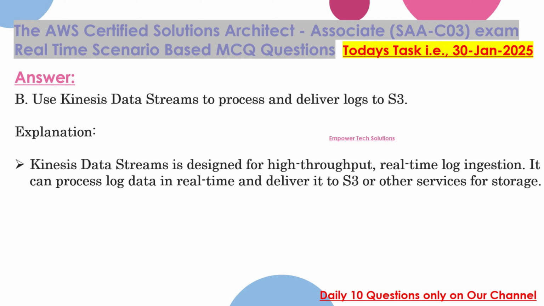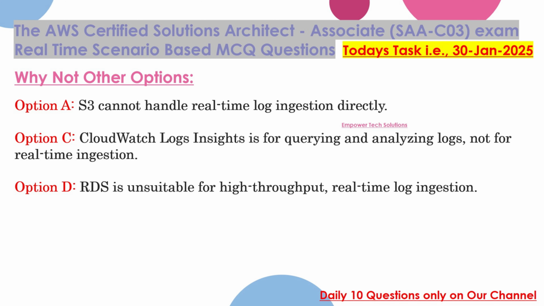Explanation: Kinesis data streams is designed for high-throughput, real-time log ingestion. It can process log data in real time and deliver it to S3 or other services for storage. Why not other options? Option A, S3 cannot handle real-time log ingestion directly. Option C, CloudWatch Logs Insights is for querying and analyzing logs, not for real-time ingestion. Option D, RDS is unsuitable for high-throughput, real-time log ingestion.